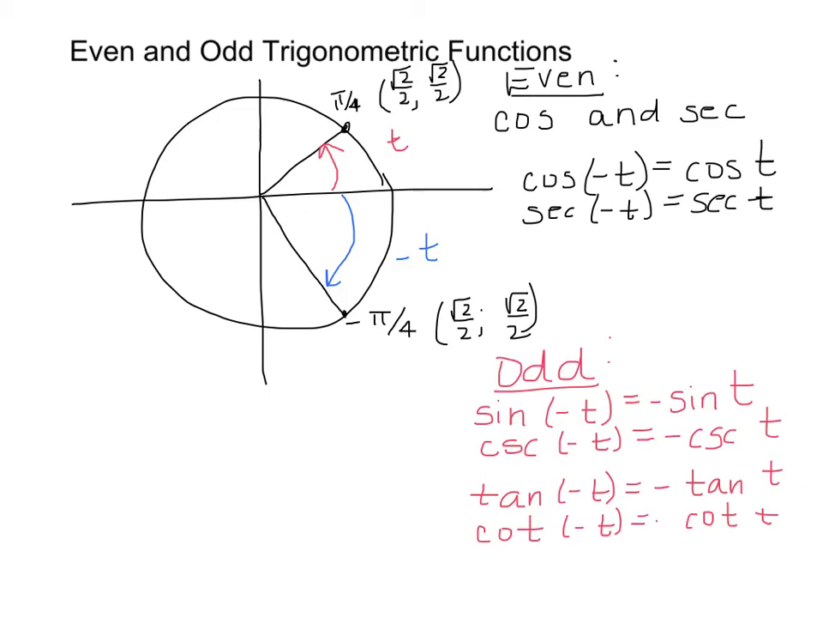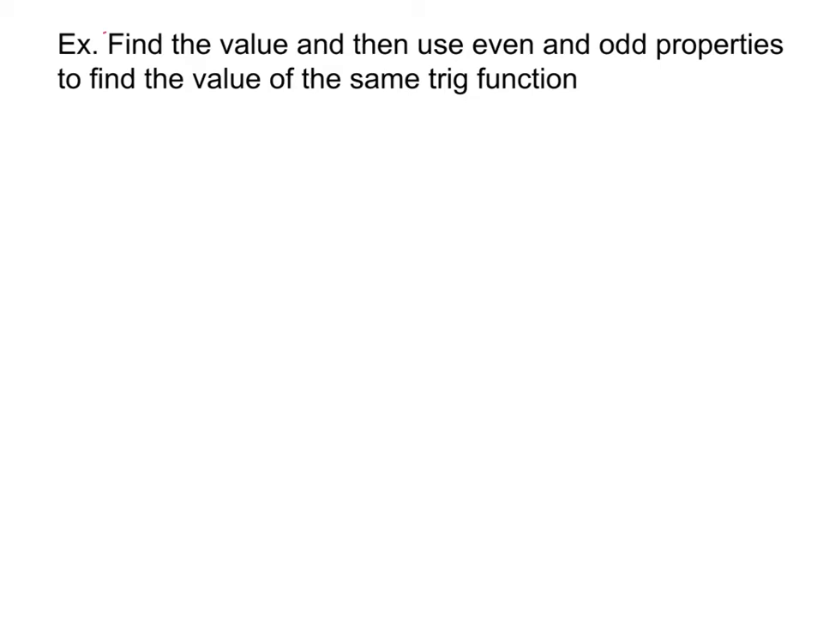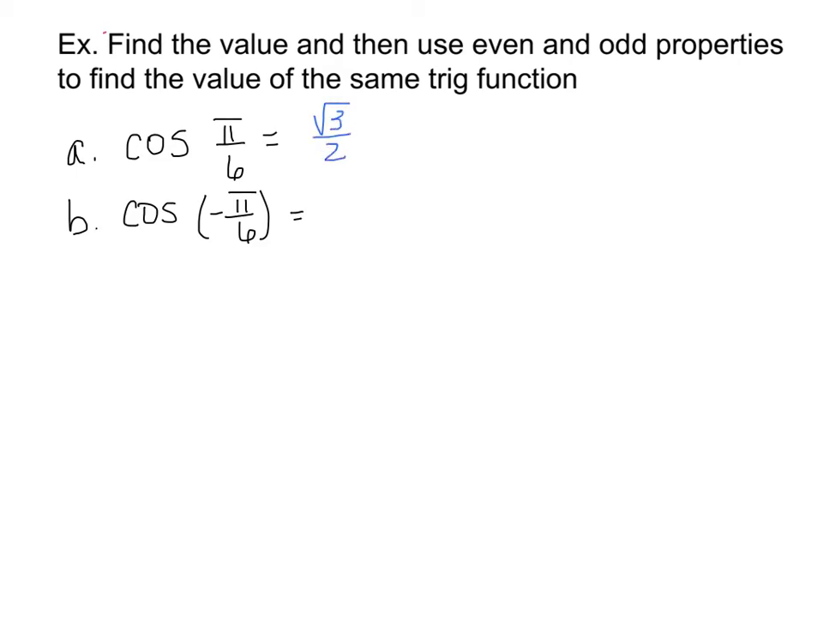So let's look at an example. An example of this would be if they ask you to find cosine of pi over 6, and then if they wanted you to go back and find cosine of negative pi over 6. Well, we know that cosine of pi over 6 is, and use your unit circle to help you, square root of 3 over 2. Well, because cosine is an even function, even if we go clockwise, it'll be exactly the same. So that's what they mean.